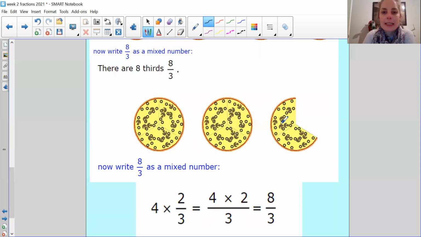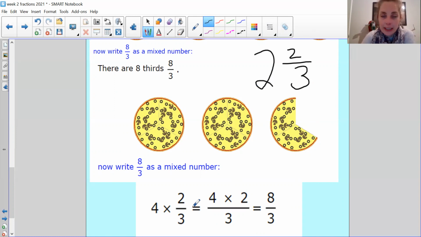How many whole pizzas do I have? How many wholes do I have there? Good, I have 2 wholes. How many fractions do I have left here? How many parts of the pizza do I have left? I have 2/3. Okay, so there's my mixed number. Now remember, we do not need to change it into the mixed number, but there you can see where the answer is for a mixed number.